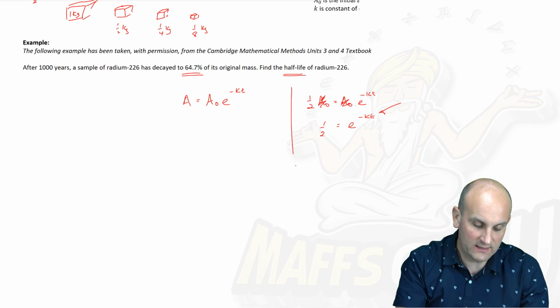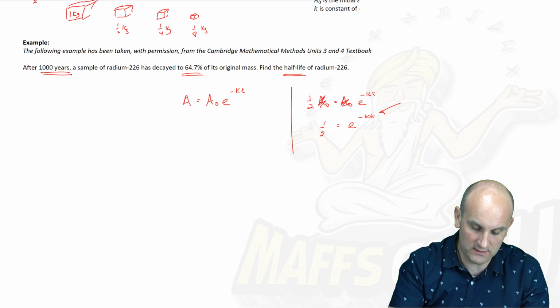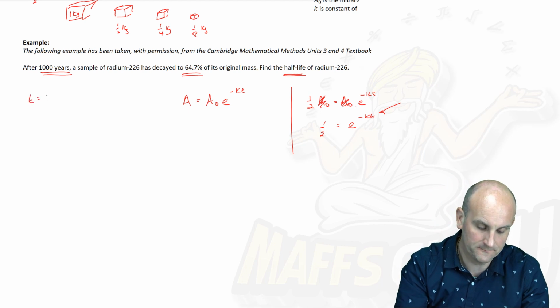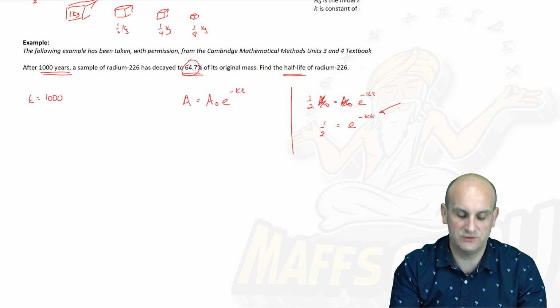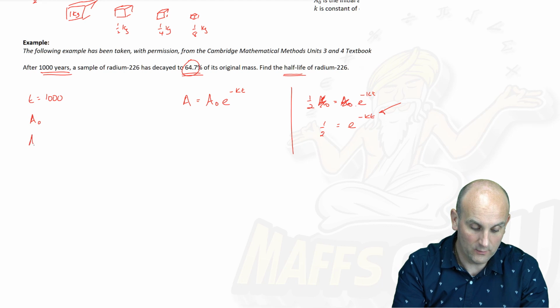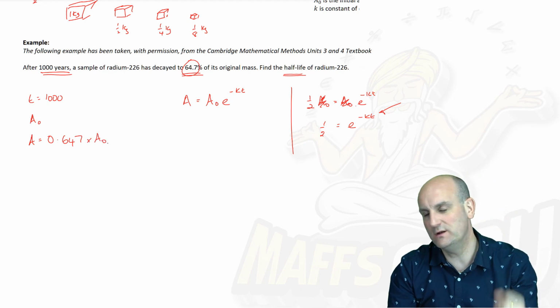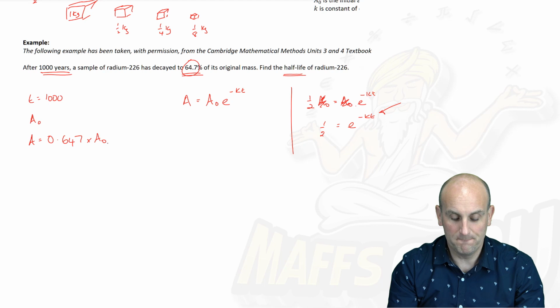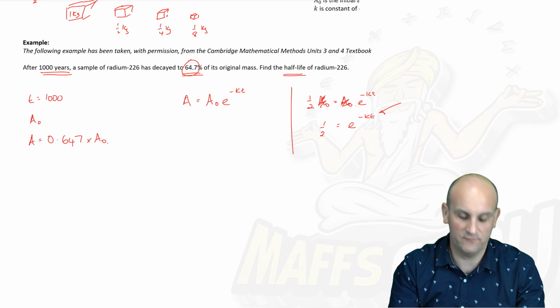So this is actually a multi-part question. I've got to do two parts. Let's go back. They've told me that after 1,000 years, so I now know that t is 1,000, I've got 64.7% of its original mass. Bearing in mind the original mass is A0, at that point we would have 0.647 times A0. It's such a simple trick, but it makes life a little easier.